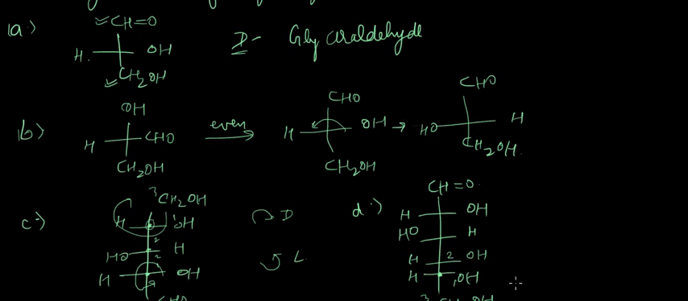We'll be covering the rules of how to actually do D and L configuration for compounds, but for now just understand that if we make the mirror image of it, it would be an enantiomer, because obviously it has chiral centers and it does not have a plane or center of symmetry or any other such thing.